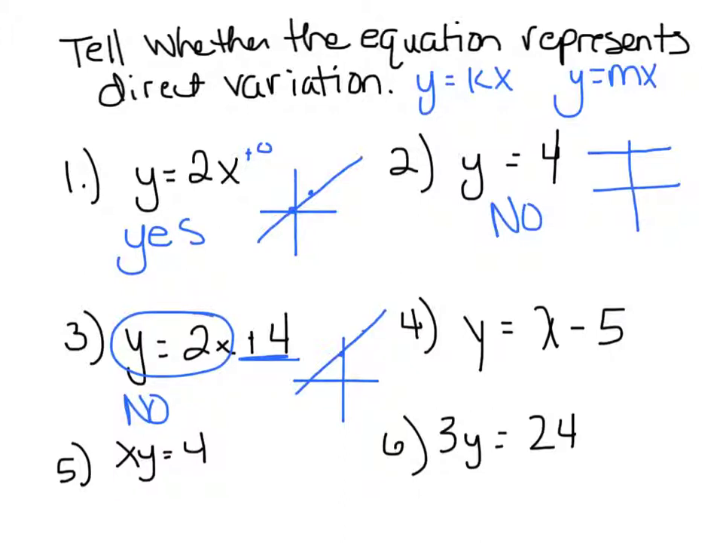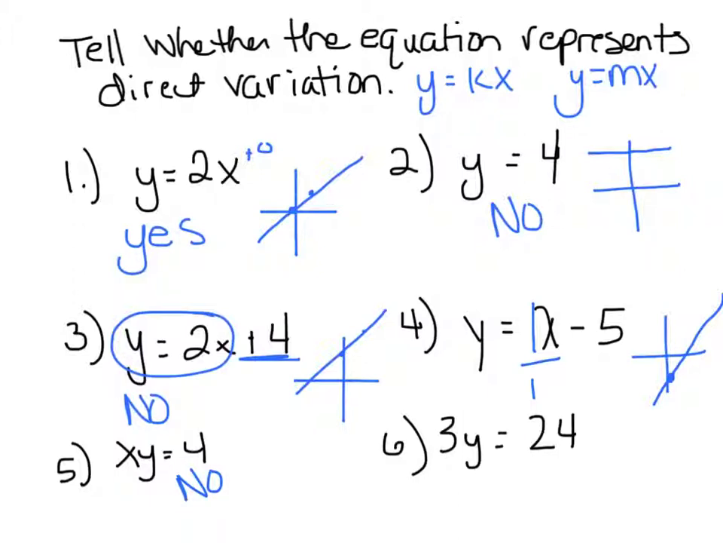Y is equal to x minus 5. And again, no, because if I were to graph this, notice that I would start down here at the negative 5 at the y-intercept, and then I'd go up at a slope of 1 over 1. So it would look like this. So no, because it doesn't go through the origin, it's not. My next one, xy is equal to 4. No, that's not going to.